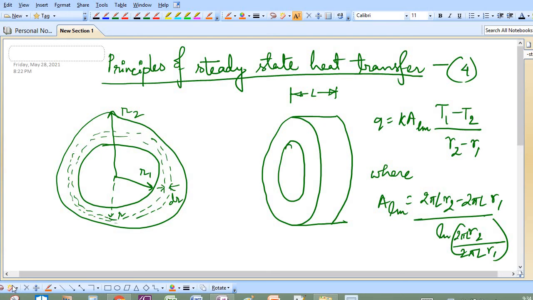Hello everybody. In my earlier video, I referred to the concept of log mean area. We discussed the concept, the fundamentals, and also went through the conduction through a hollow cylinder. In today's video, we will discuss principles of steady state heat transfer, video part 4. We will demonstrate the conduction through a hollow cylinder with the help of a simple example.